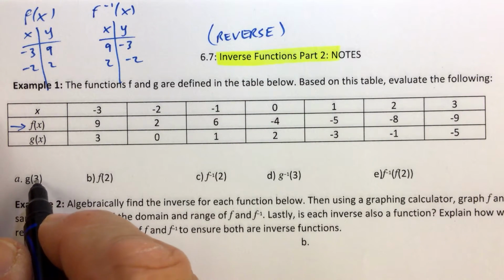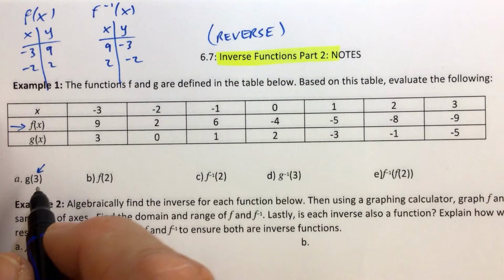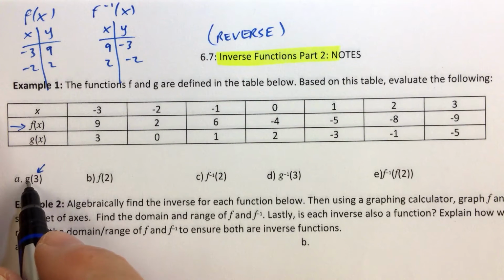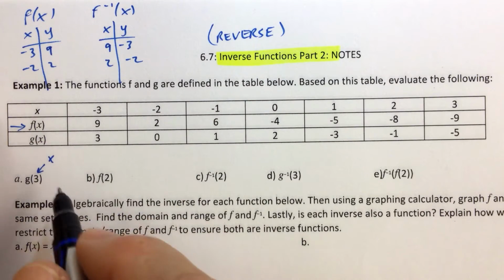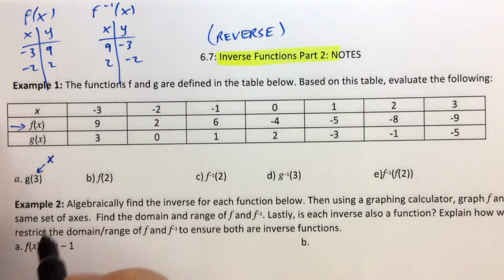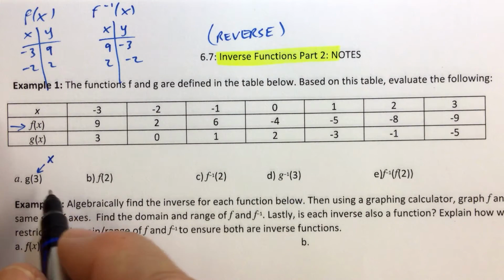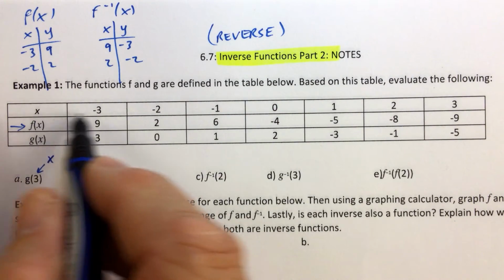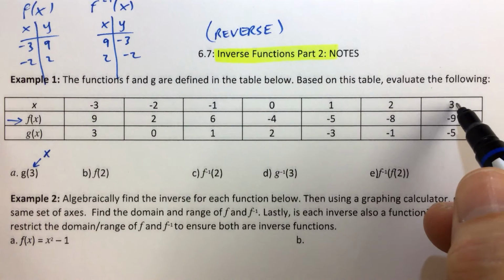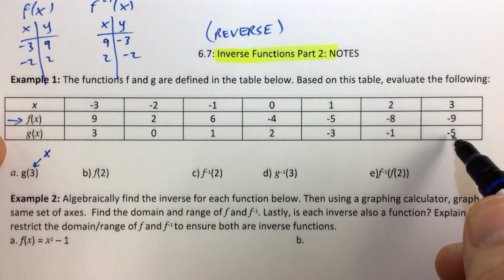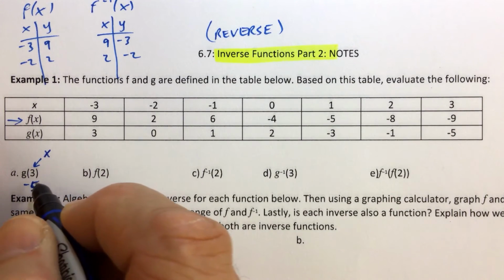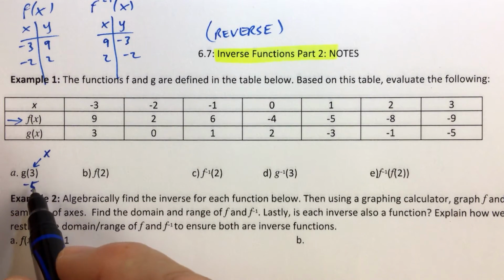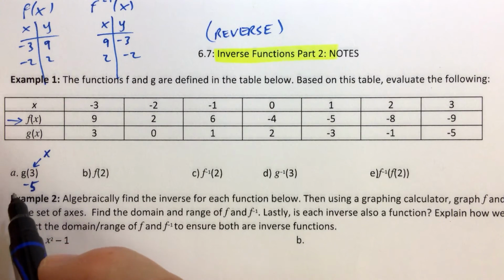We've got g of 3, so keeping in mind that anytime you see g, that's the function's name, and whatever is inside the parentheses, that's the value for x. That's the input. That's the domain value. And g of 3 is the range value. So what is g of 3? Well, if x is equal to 3, we find 3 in the chart. And then g of x is the last row, that's -5. So -5 is the value of g of 3. So in other words, 3, -5 is a point on the graph of g of x.